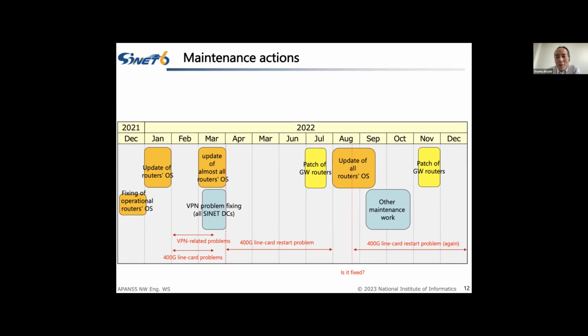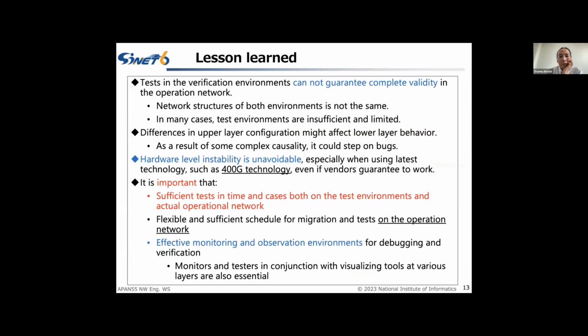So we expected to fix the line card problems, but after that, we also observed the 400 gig line restart problems. So we have to patch the routers again. So we are currently fighting these problems. So I hope these problems have been fixed. But actually, we have other problems currently.